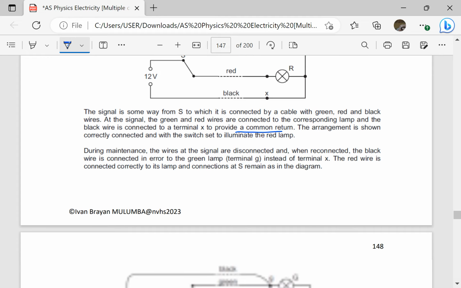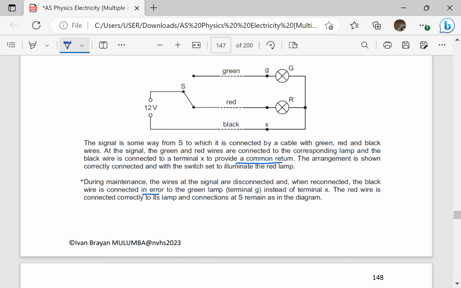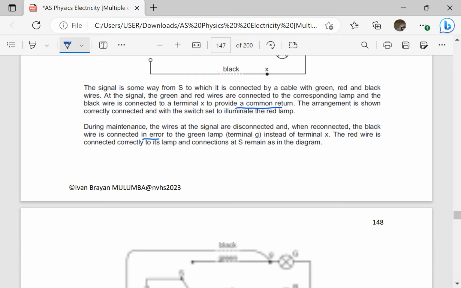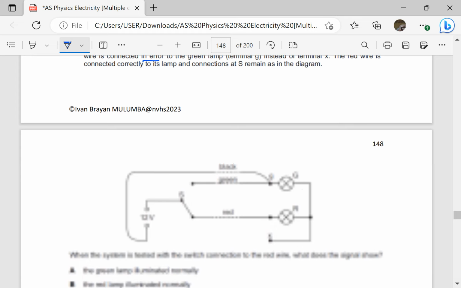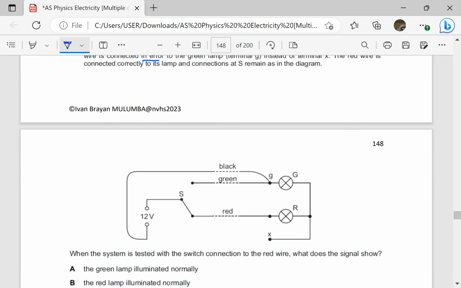During maintenance, the wires at the signal are disconnected, and when reconnected, the black wire is connected in error to the green lamp. So black is connected to the green lamp instead of terminal X. The red wire is connected correctly to its lamp, and connections at S remain as in the diagram. So this is what has been shown. During maintenance, reconnection is done in this way. So we see the black wire which was here has been removed and has been taken here. So you will notice that now the red is in series with the green. Therefore, both of them are going to light.